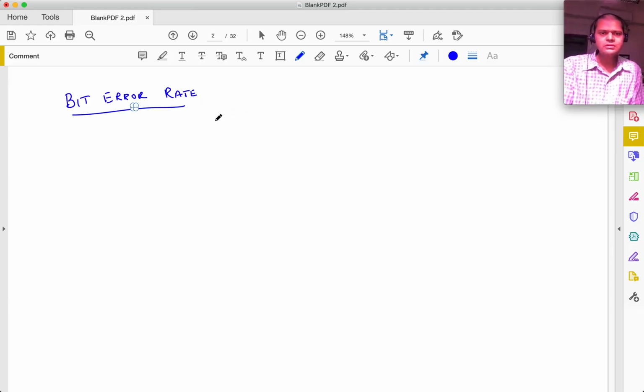So we want to know what the bit error rate is going to be, because suppose I transmit a signal S of t. This is the modulated signal, where I'm changing, let's say, the amplitude or the phase or something like that to send out information. So this is what I'm transmitting.